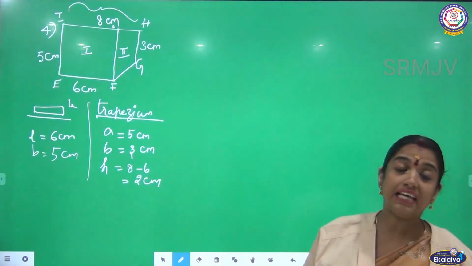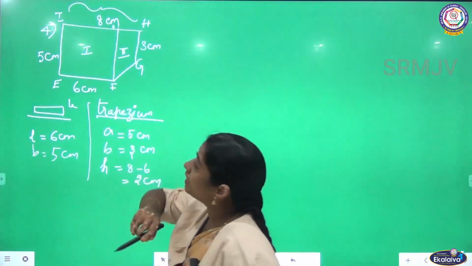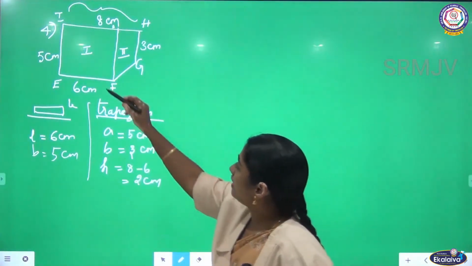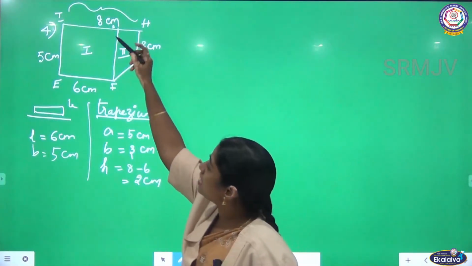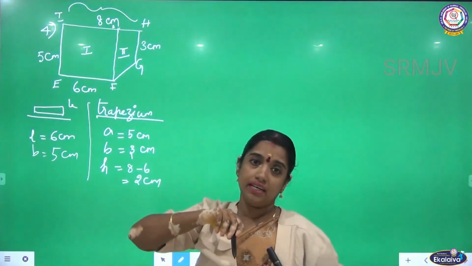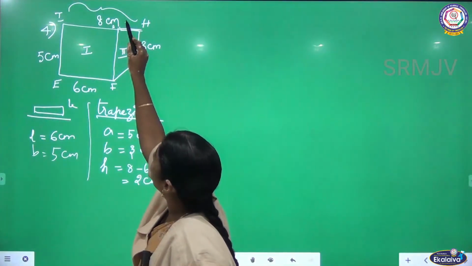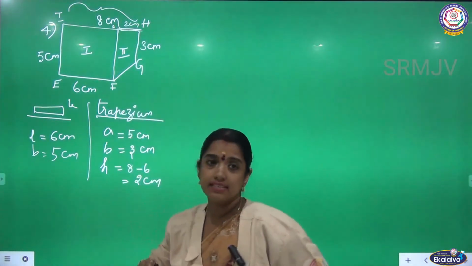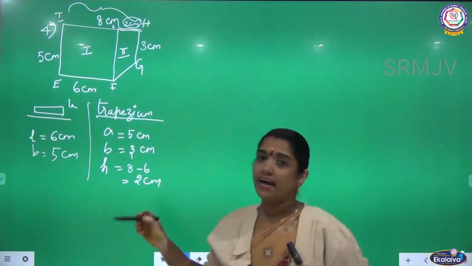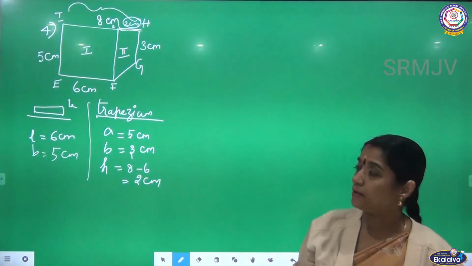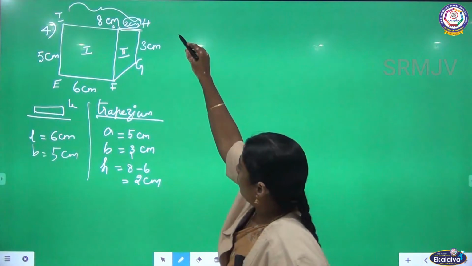How can I find the height for the trapezium? See, the whole line segment they have given is 8. In a rectangle, opposite sides are equal. So here 6 centimeter means up to this is 6 centimeter. So 8 minus 6 is 2 centimeter. Like this I am going to find out. Got it? So the height is 2 centimeter.